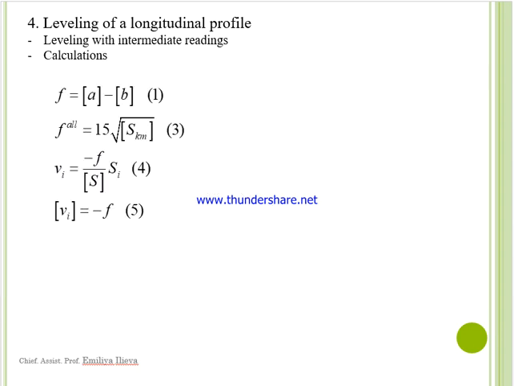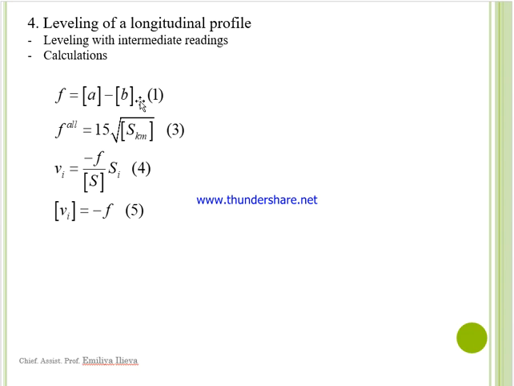Next, the calculations. You know that we need to sum all the backside readings, then sum all the foresight readings. These are here readings A, readings B, and also we are going to need to sum all the distances, the length of our loop leveling line, to calculate the misclosure and the accuracy of the misclosure.